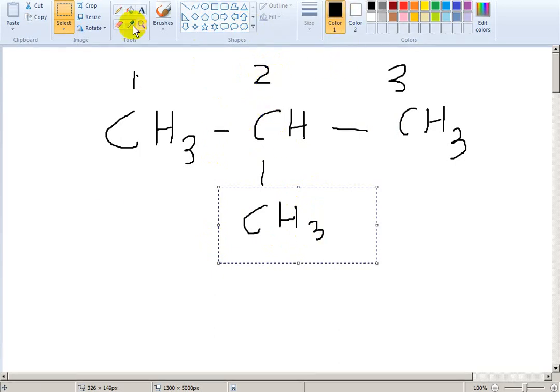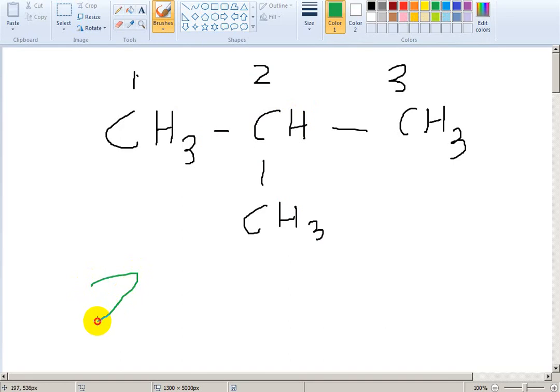So what is the name of this compound? 2-methyl propane. Okay, 2-methyl propane.